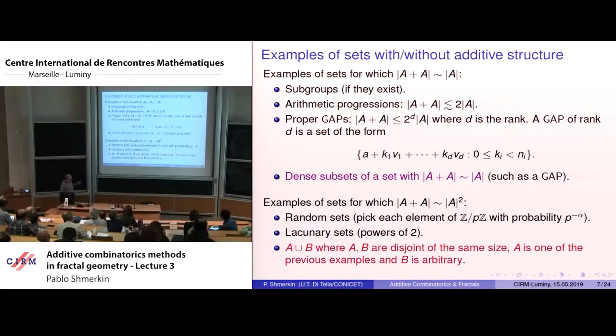A more interesting example is we pick one of the examples from here and another one of the examples from here of the same size and take the union. This again has a very large sumset because the random part has a very large sumset. So if you have a set which is a combination of a very structured part and a very unstructured part and look at the sumset, the unstructured part wins. So you cannot see the structured part in the size of the sumset. This is important for understanding why Balog-Szemerédi is magical in some sense.